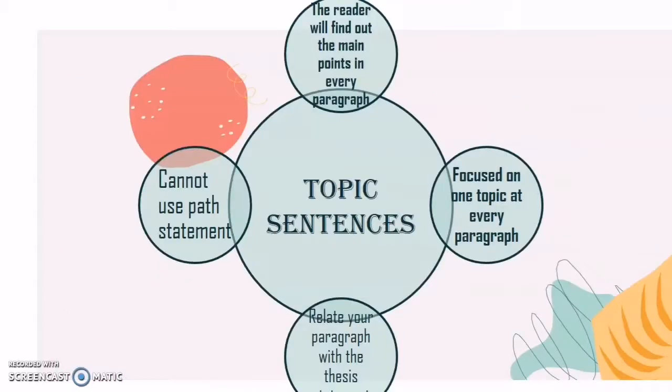Okay, this is a topic sentence. The reader will find out the main points in every paragraph. The reader is also able to focus on one topic in every paragraph. And next, the topic sentence needs to relate your paragraph to the thesis statement. The next one is that it cannot use the path statement.